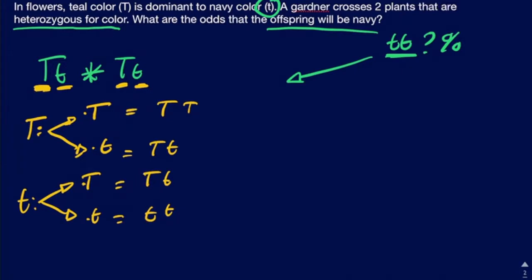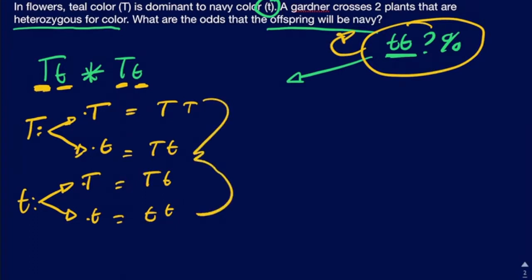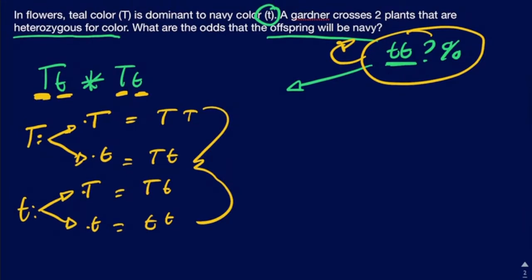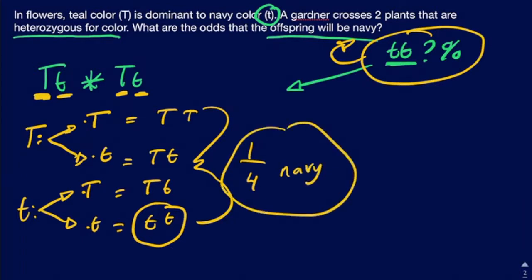So the genotype that we're looking for is the recessive genotype because that codes for being navy. So we think, okay, which of these offspring are homozygous recessive and express the navy phenotype? Turns out it's only this one. 1 out of 4 of these are navy. And that's just our answer.